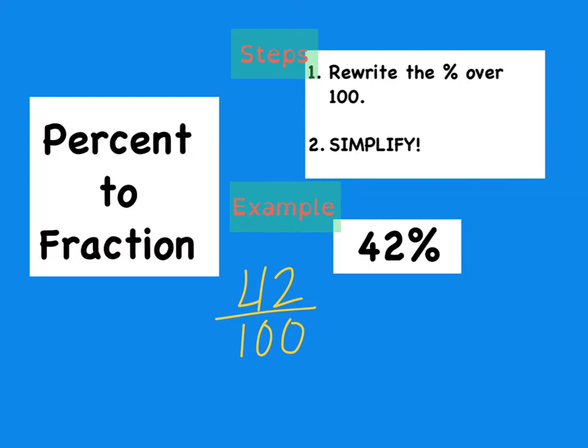Then we want to simplify 42 over 100. Well, we know that 42 is divisible by 2, so let's divide each side by 2. And we get 21 over 50. 21 and 50 don't share any common factors, so we're done.